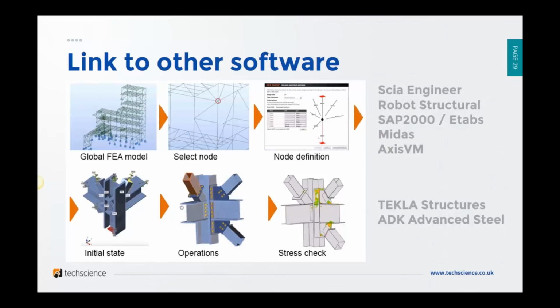We also link to other software, which is really important if you want to save time. So we are able to import the geometry and the loads from structural analysis software like CAE Engineer, Robot, SAP 2000, Midas, or AXIS-VM. And we can also import the geometry from Tekla Structures and Advanced Steel from Autodesk.